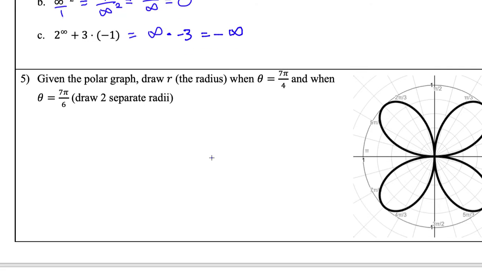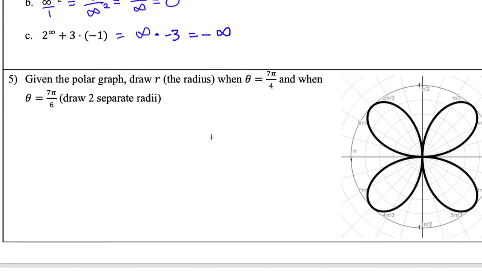Number 5. We have this polar graph, and we need to draw the radius at these two angles. So 7 pi over 4. Where even is 7 pi over 4? It's not 5 pi over 4. So 5 pi over 4 would have been this middle.